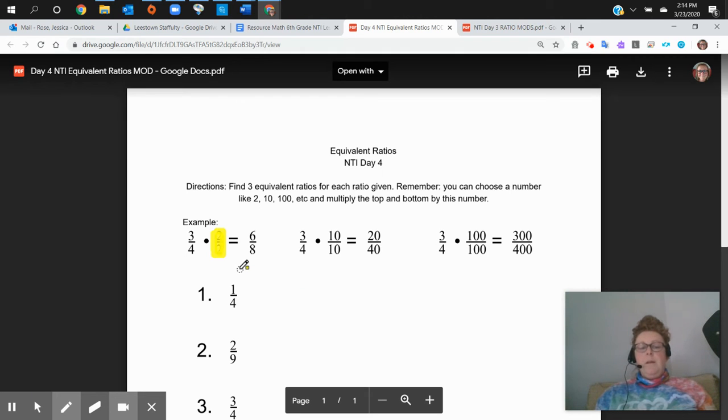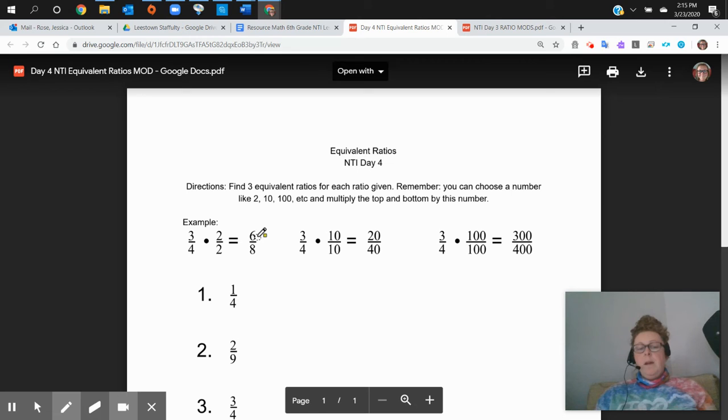And if you consider it, 2 over 2 is equivalent to 1. So we are not really changing this value at all. Okay, we're just making it bigger. Go ahead and erase that. Now we just multiply straight across. We multiply the top and we multiply the bottom. So 3 times 2 equals 6.